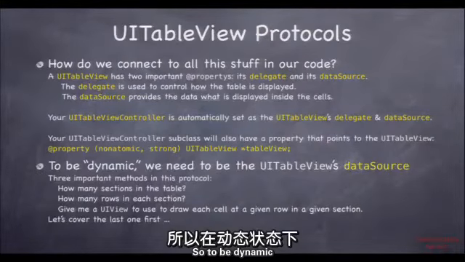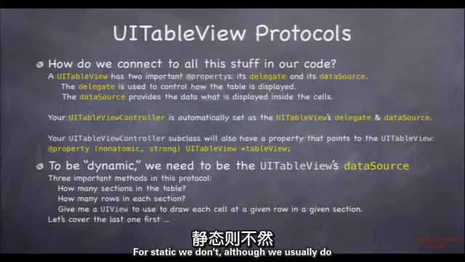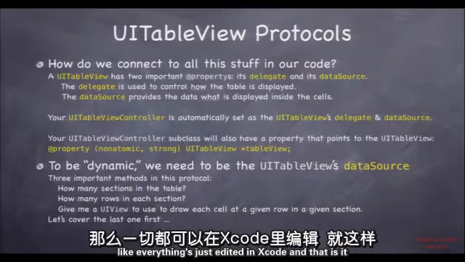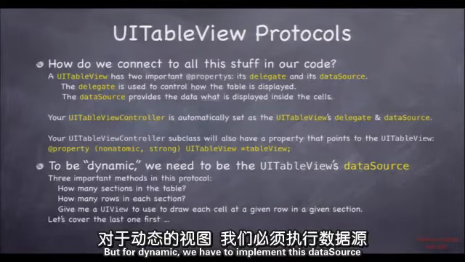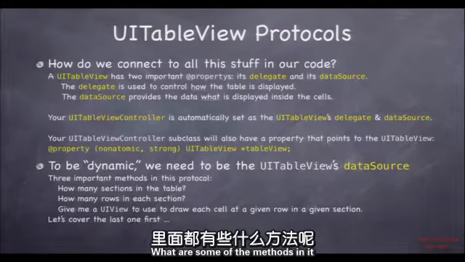So to be dynamic, we have to implement this data source protocol. For static we don't, although we usually do, unless it's truly static, like everything's just edited in Xcode and that's it. But for dynamic, we have to implement this data source. So what is in this data source protocol? What are some of the methods in it?